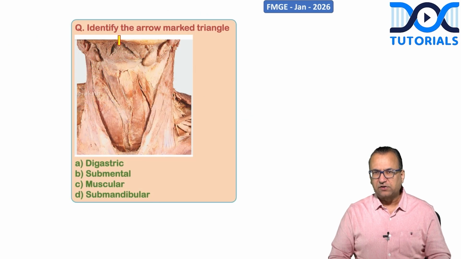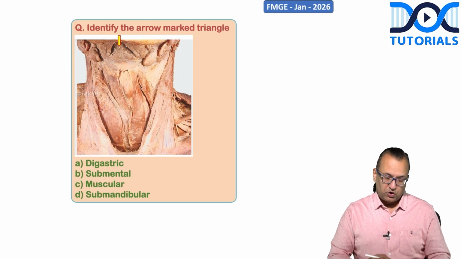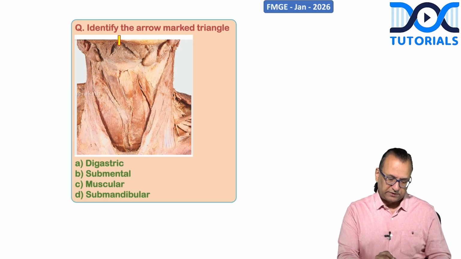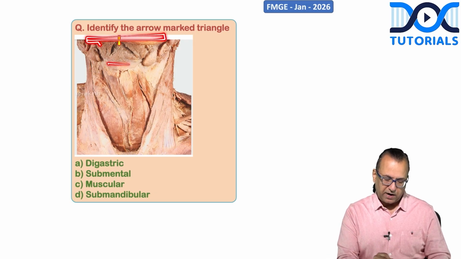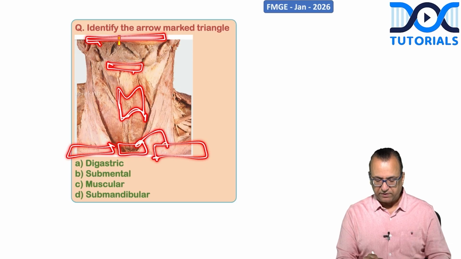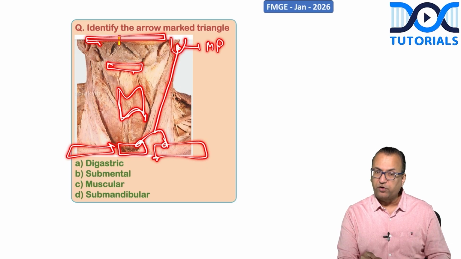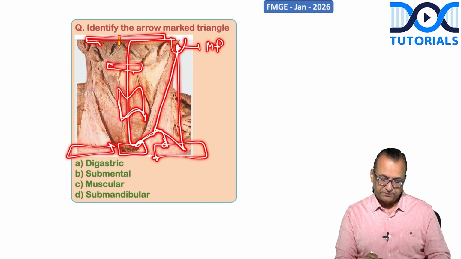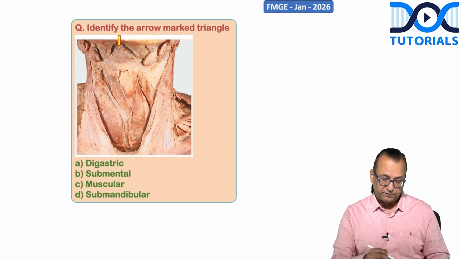Question on triangles of the neck. We understand that there will be a mandible bone here, there will be hyoid bone here, then there will be thyroid cartilage here, and there will be sternum bone here, clavicle bone here. From the sternum and clavicle will come sternocleidomastoid to the mastoid process, temporal bone. There will be one anterior triangle of neck and there will be posterior triangle of neck. All that we have to discuss.